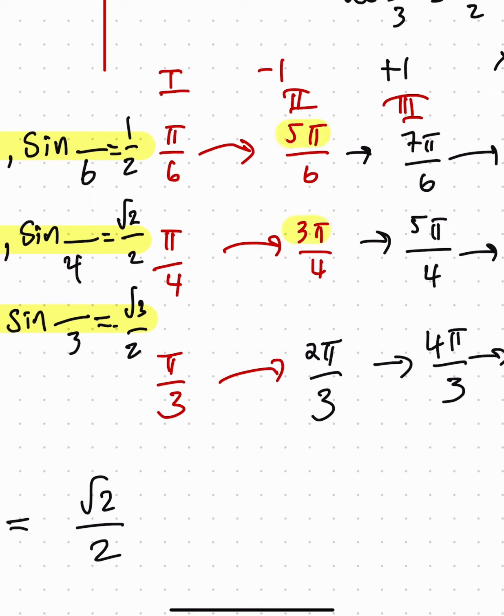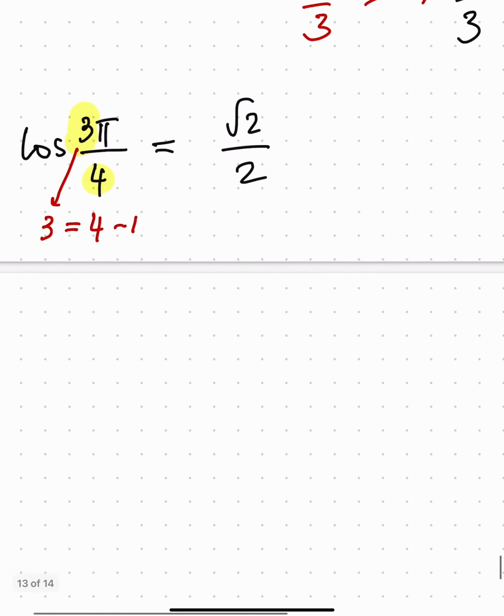are made by subtracting 1 from the denominator. So we can consider this angle comes from the second quadrant. Cosine in the second quadrant is negative. So that will be negative square root 2 over 2.